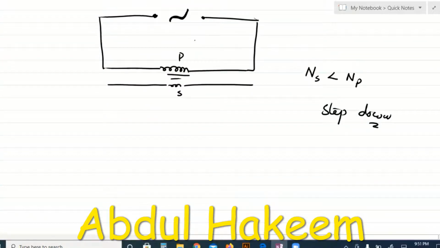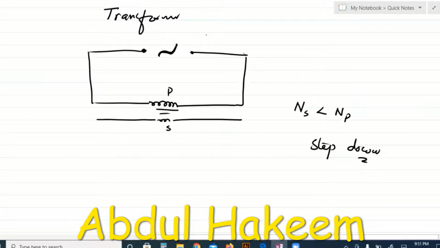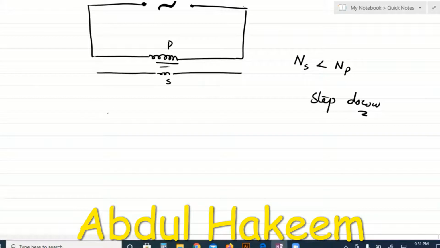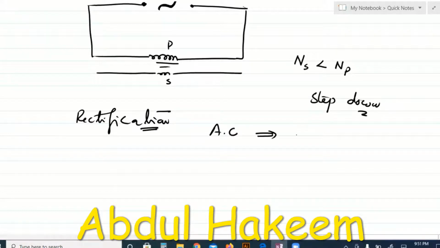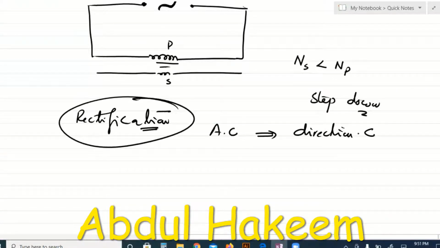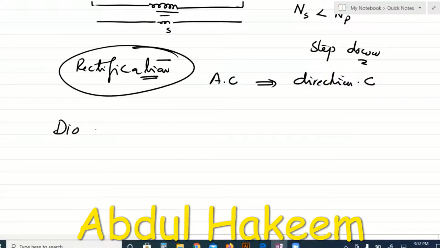And then after converting high alternating voltage into low, it is converted into direct, and this is called rectification. So the conversion of alternating current into direct current is called rectification, and the diode is used for this purpose. So the diode is used as a rectifier.